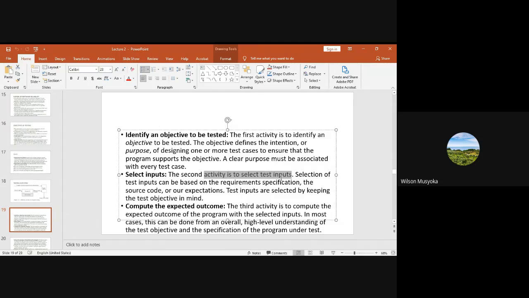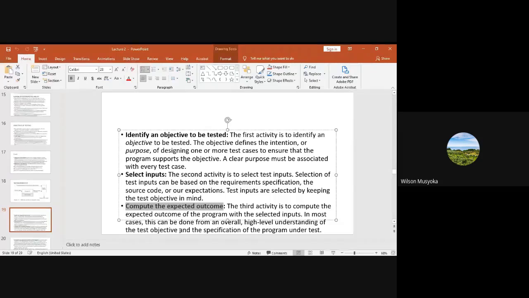And these inputs will be based on the requirements specification, and they will also be looking at the source code and our expectations. Then after that stage of selecting the inputs, you will go to the third stage of computing the expected outcome. So on the side, you will determine if it is a test case of adding two numbers to test the correctness, you will already have the result.